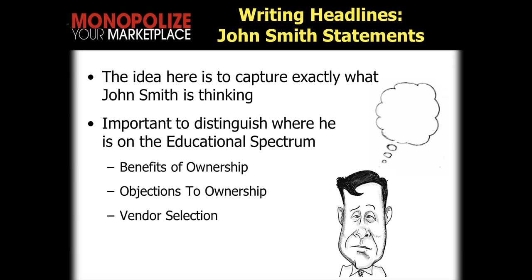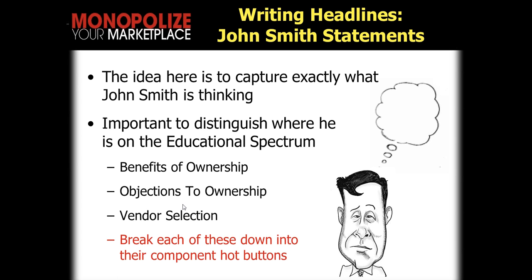Lowe's is better. The benefits of ownership, objections to ownership, and vendor selection. I'm not going to go over this in detail because this is a different topic for a different webinar, but there are three different categories of hot buttons. Benefits of ownership are reasons why John Smith would want to buy what you sell in the first place. Objections to ownership are reasons why John Smith would not want to buy what you sell in the first place. Vendor selections are reasons why John Smith would want to buy what you sell from you instead of from somebody else. Break each of these components down into hot buttons.